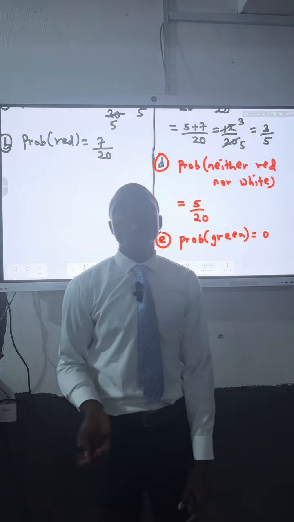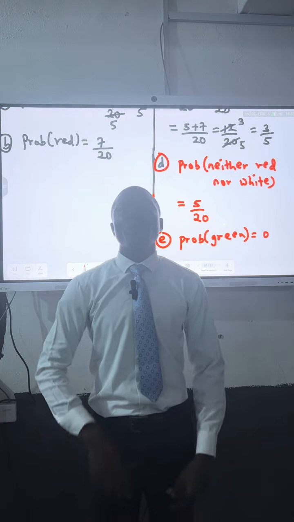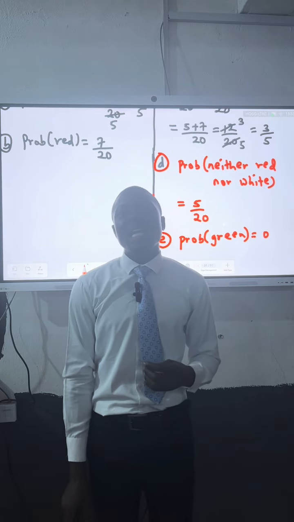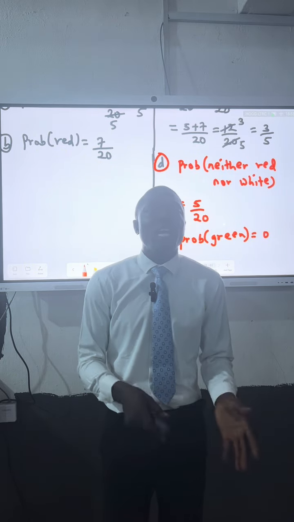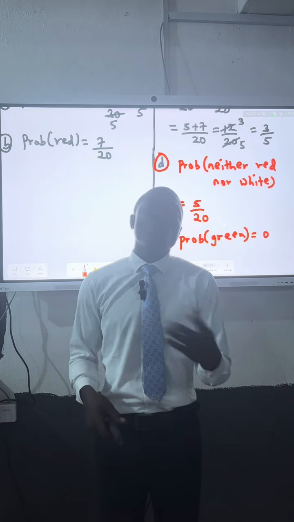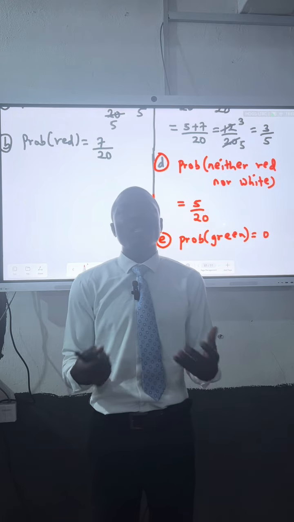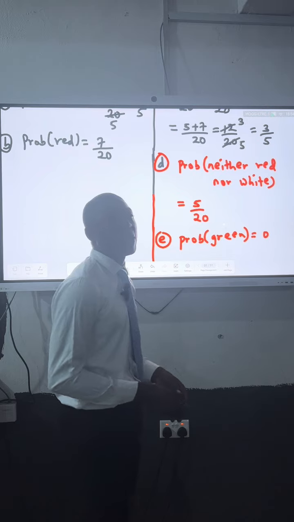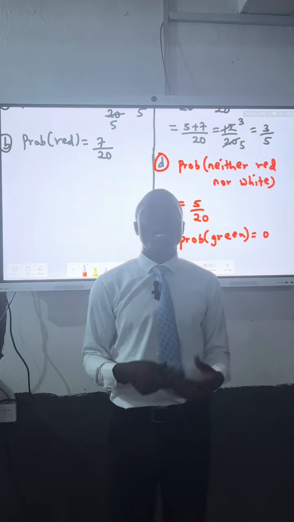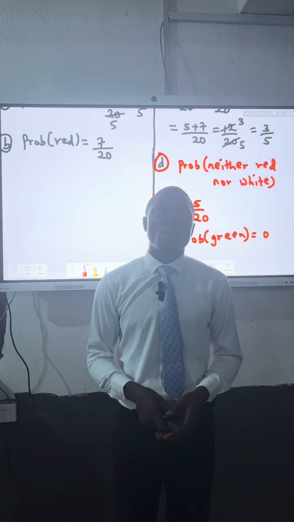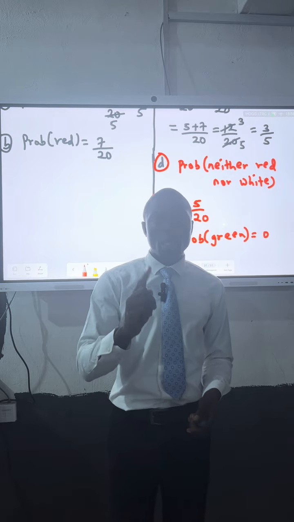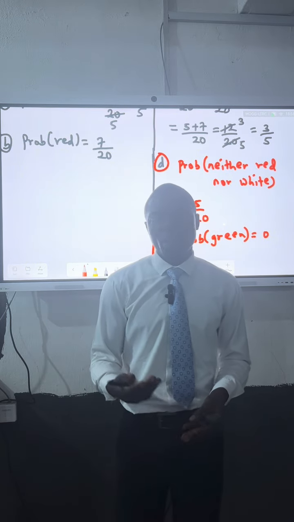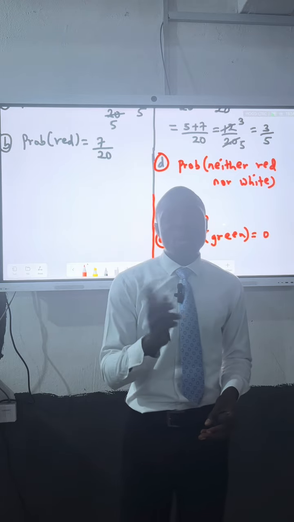It's 0 because it's the probability of an impossible event. For example, if today is Monday, the probability that tomorrow is going to be Sunday is 0, because that's not the way it's meant to be. So the last part, probability of green, is 0, because there are no green balls in the box to start with. The probability of a sure event is 1, while the probability of an impossible event is 0. Is that okay? And remember, the biggest answer you can get in probability is 1.